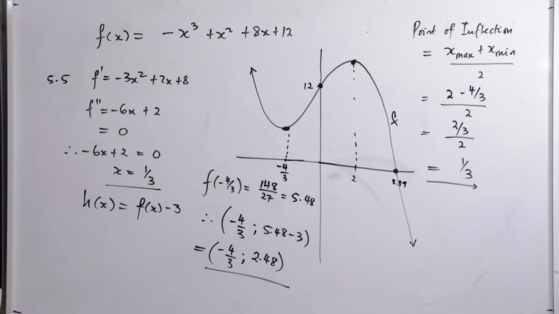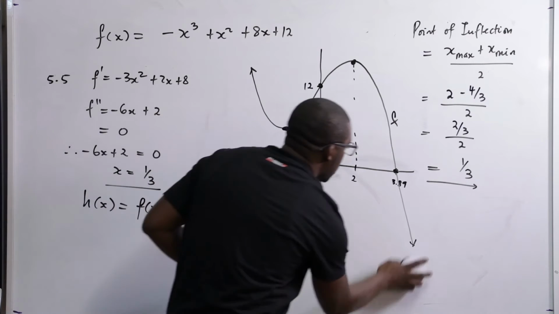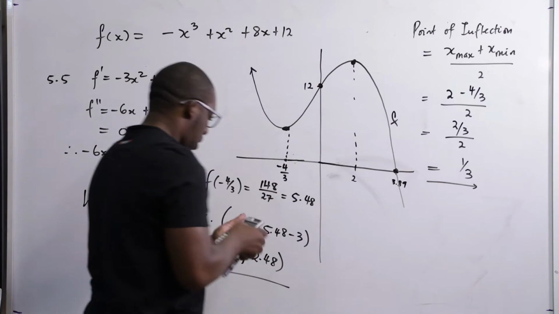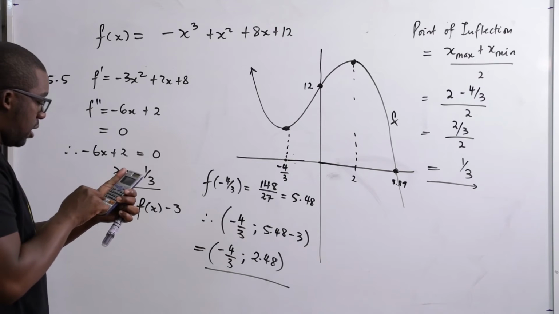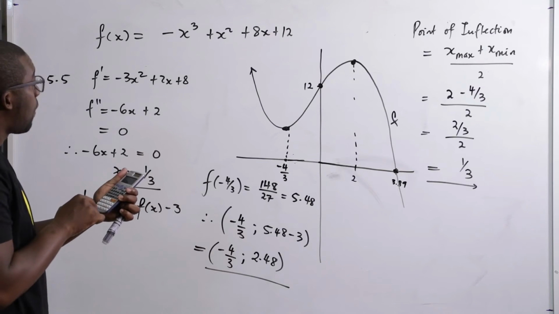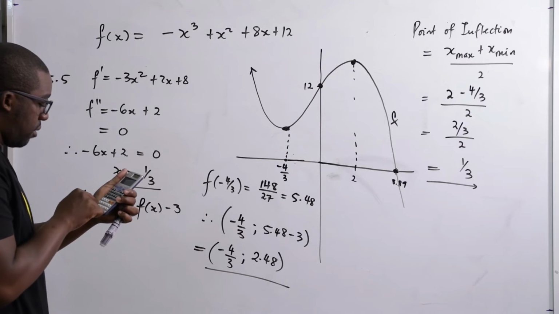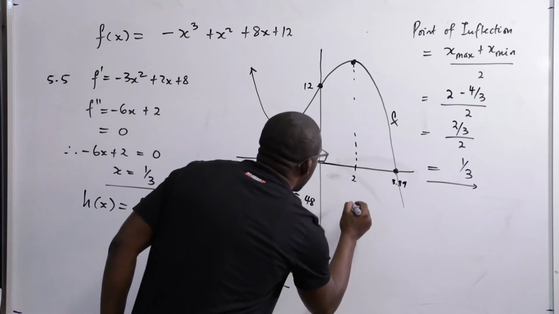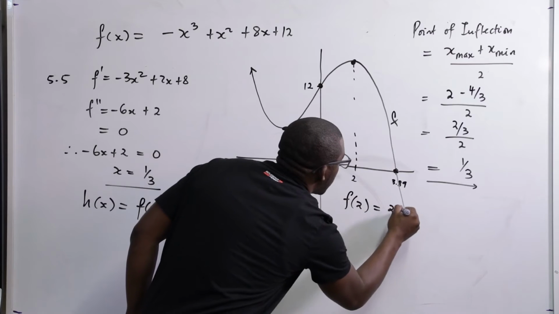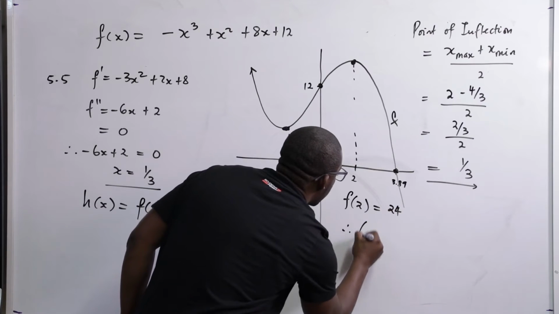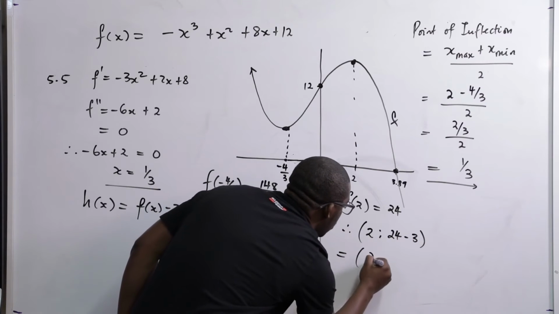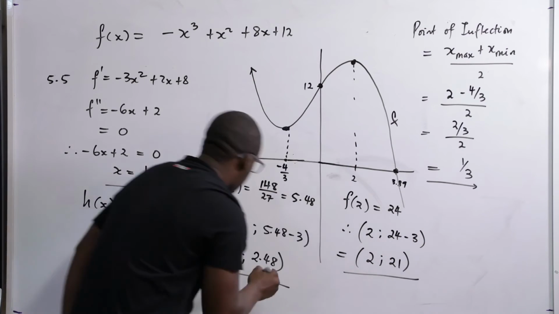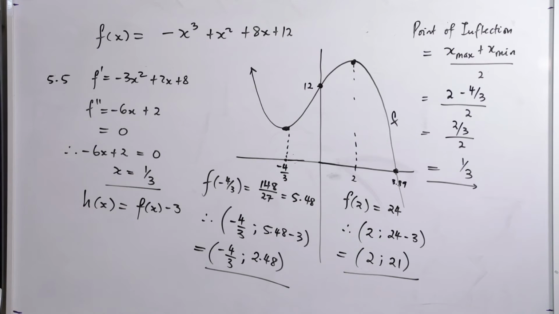That is the y-coordinate of the first one. Of the second one, let's do the same thing. Negative 2 cubed plus 2 squared plus 16 plus 12. That will give us 24. So f of 2 was equal to 24. Therefore, the turning point is 24 minus 3, which is equal to 2 and 21. Because in this instance, h of x is the graph of f shifted 3 units down.